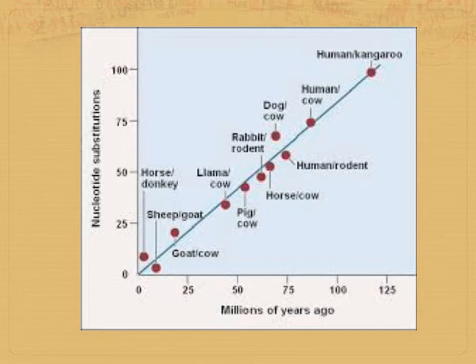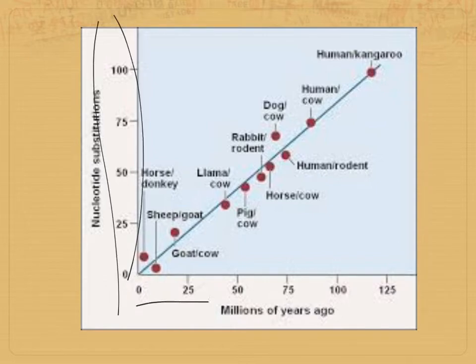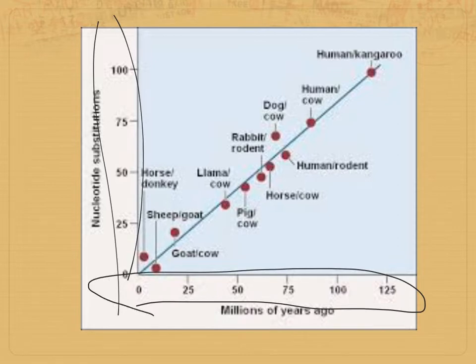So here's an example of one of those nucleotide substitution graphs. We have the number of nucleotide substitutions against millions of years. So you can see the fewer the substitutions, the less amount of time it took. Whereas all the way up here, the kangaroo, 120 some million years, and close to 100 nucleotide substitutions.